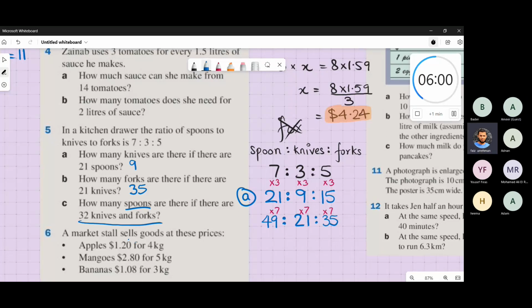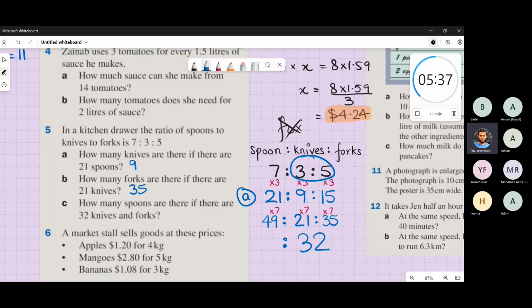Okay. How many spoons are there if there are 32 knives and forks? 32 knives and forks, that means collectively, you have 32 here in total. No, they have combined knives and forks. That means we have to combine this also.